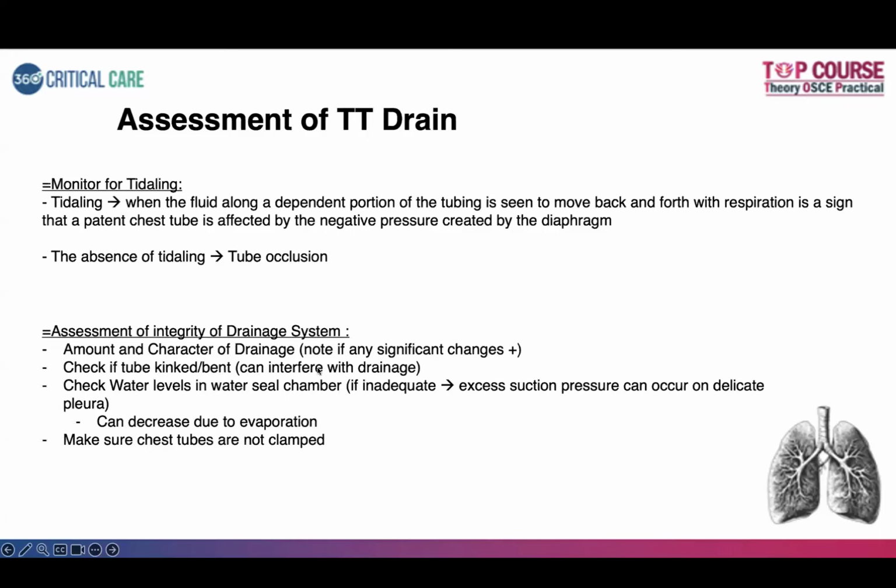Then you need to assess if any tube is kinked or bent. It can interfere with the drainage. And always check the water levels in the water seal chamber. If it is inadequate, excess suction pressure can occur on the delicate pleura. And always make sure that the chest tubes are not clamped, which is very, very important.